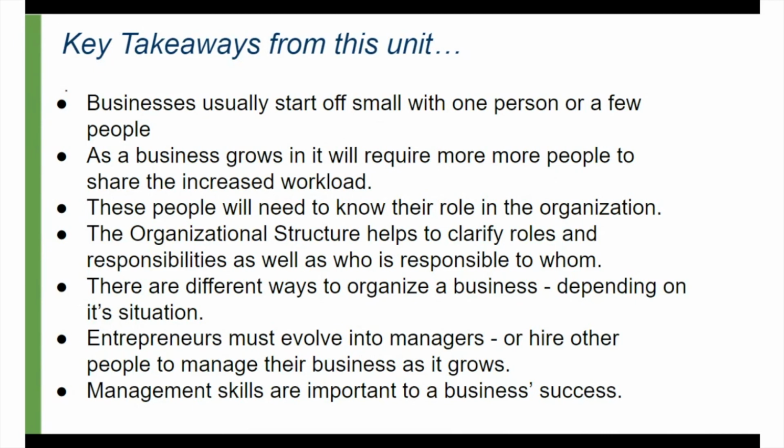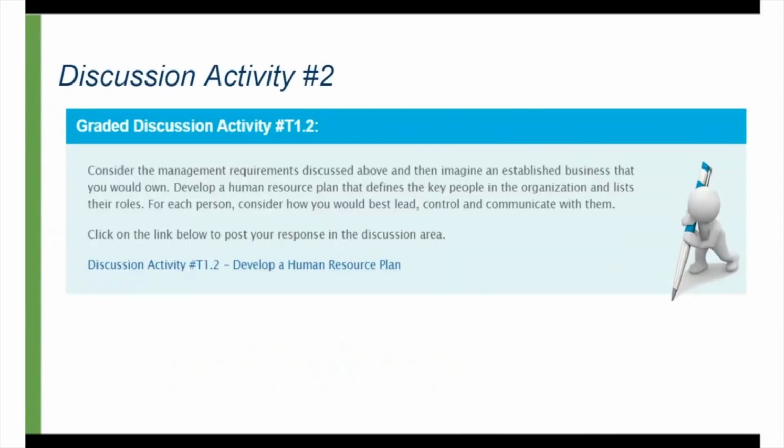I want you to now think about this second discussion as well, which is to consider the management requirements discussed above and develop a human resource plan. Now, this is not an intricate document. This is, who are the key people in your organization? So referring to your first discussion where you drew the organizational chart, you can just carry on with it and say, okay, who are the key people? What are their jobs? List their roles. So if you got 3 people, what do they do?